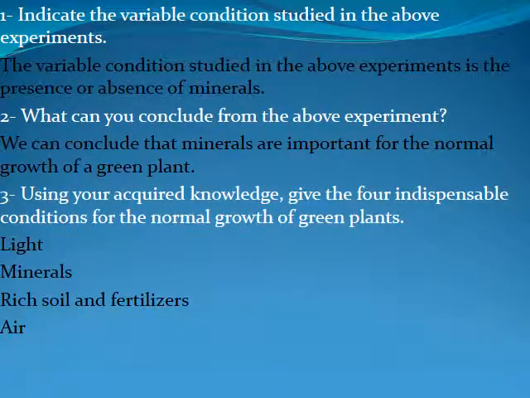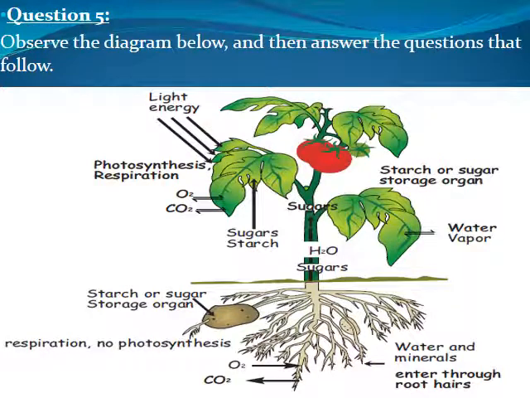So indicate the variable. The variable is the presence or absence of minerals. What can you conclude from the above experiment? We can conclude that minerals are important for the growth of green plants. Moving to, what are the 4 indispensable conditions for the growth of green plants? First one is light, second minerals, third rich soil and fertilizers, fourth it's air. Moving to question number 5.